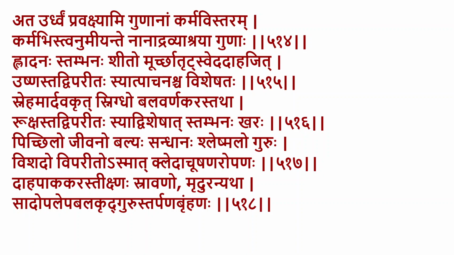अतः ऊर्ध्वं प्रोक्ष्यामि गुणानां कर्मविस्तरम् कर्मभिस्तु अनुमीयन्ते नानाद्रव्याश्रया गुणाः साधनः स्तम्भनः शीतः मूर्च्छा धृत् स्वेददाहरित् उष्णः तद्विपरीतः स्यात् पाचनश्च विशेषतः. स्नेहमार्दवकृत् स्निग्धो बलवर्णकरस्तथा रूक्षः तद्विपरीतः स्यात् विशेषस्तु स्तम्भनः खरः पिच्छिलो जीवनः बल्यः सन्तानः श्लेष्मलो गुरुः विशदो विपरीतो अस्मात् क्लेदा आत्यूषणरोचनः दाहपाककरः तीक्ष्णः श्रावणो मृदुः अन्यथा साधोपलेपः गुरु तर्पण.